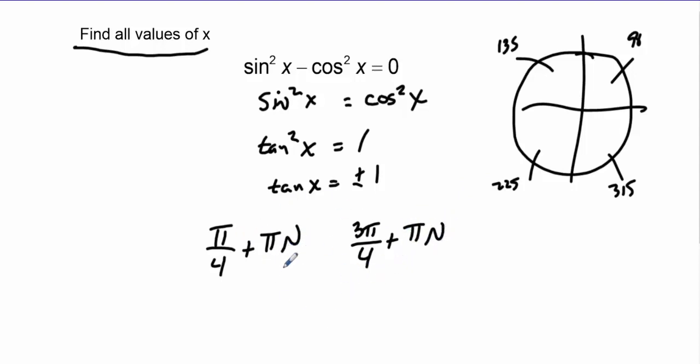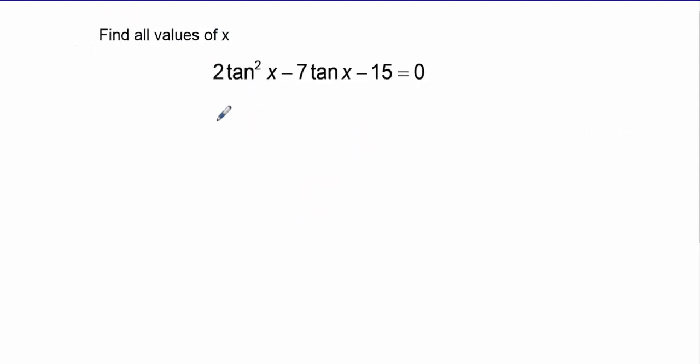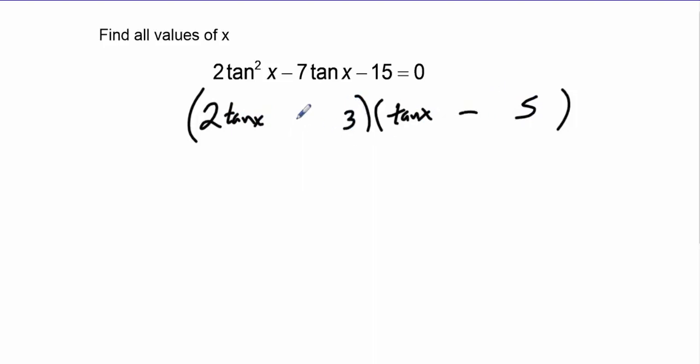So we're going to use n multiples of some number on pretty much anything that's going to have all values of x, like this problem. And we've done something similar to this before. We're going to take and factor. Got a 2 tan x and a tan x. Got a 5 and a 3. We'll go negative here and a positive here.